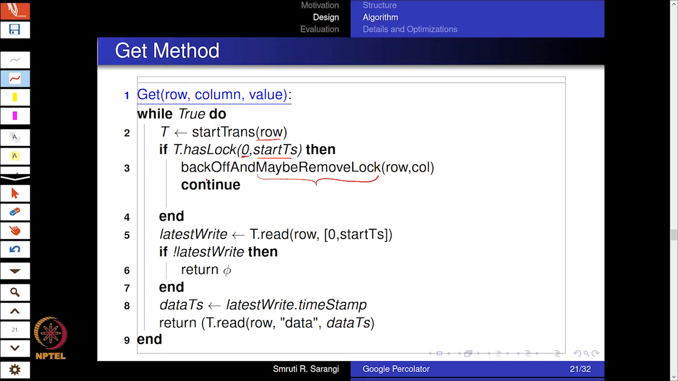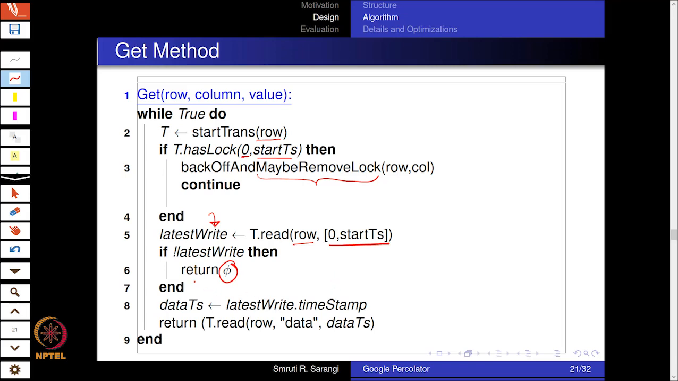And if I get a feeling that this process has died, I try to forcibly remove the lock. Otherwise, I don't. Then I find the latest write, which is, I read it. I do a t.read, and I find the latest write for this row between 0 and start ts. What is the latest write? So if there is no latest write, I return null, which means that this has not been written to.